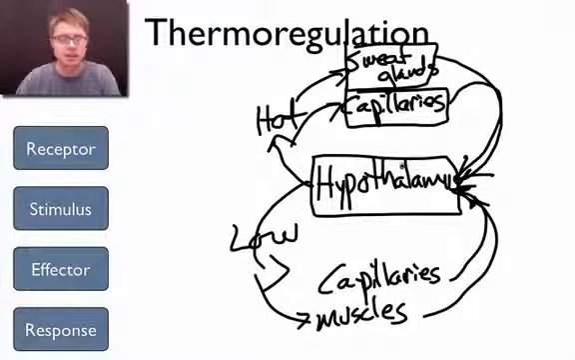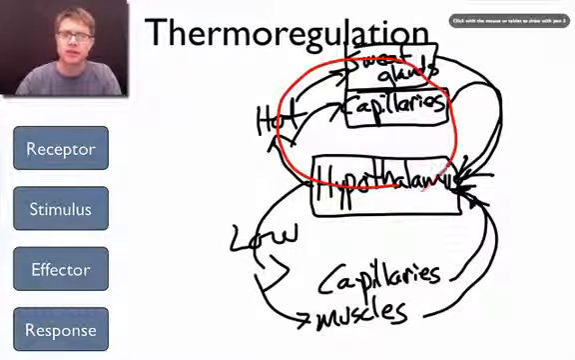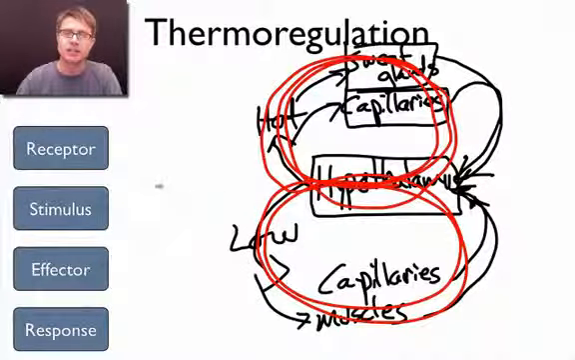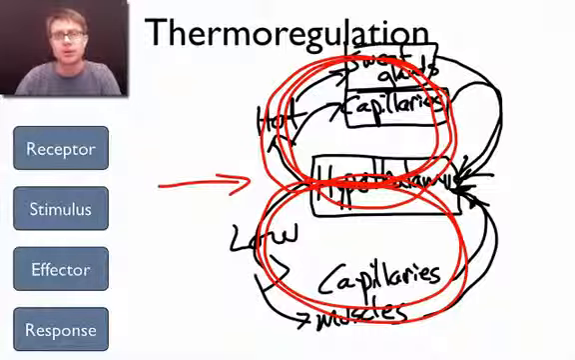And so this is our characteristic feedback loop, where if it goes too high, we do these things. If it goes too low, we do these things. And so that keeps our body temperature near that set point right in the middle.